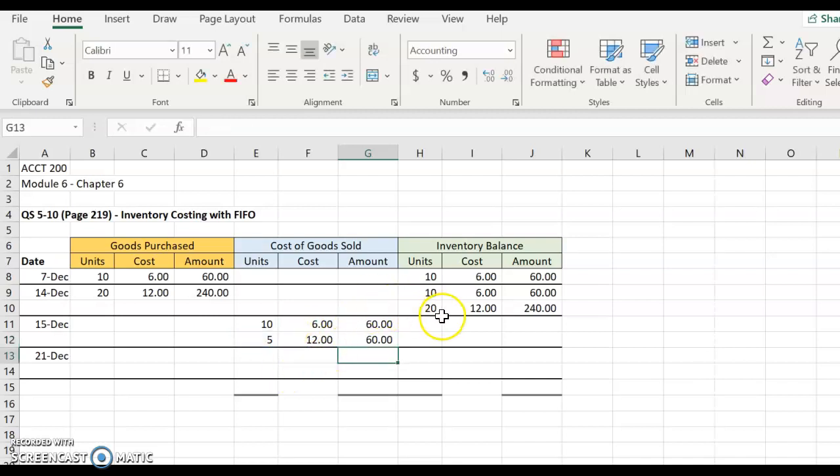So what do I have left? I have none of the 10 at $6. I have 15 remaining, 20 minus 5, of the $12.